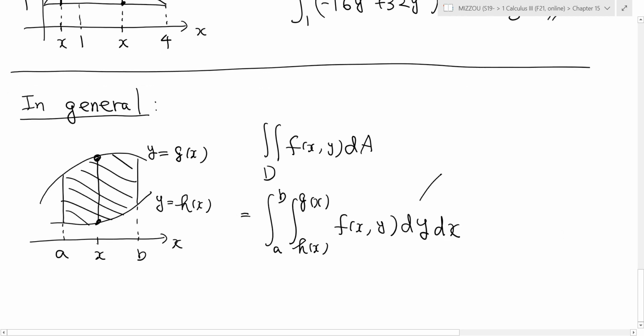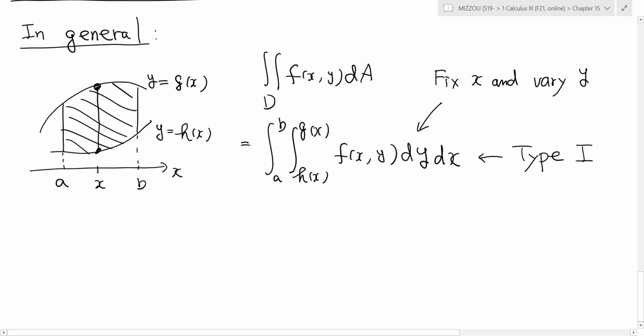So basically, for this case, fix x and vary y. The book calls this type 1, but you don't really have to memorize which one is type 1 and which one is type 2. But let me just note this type 1.